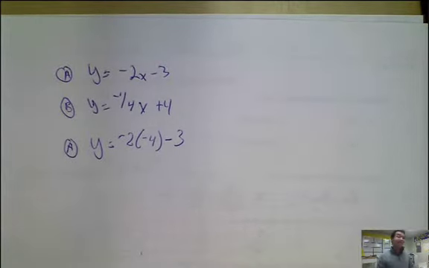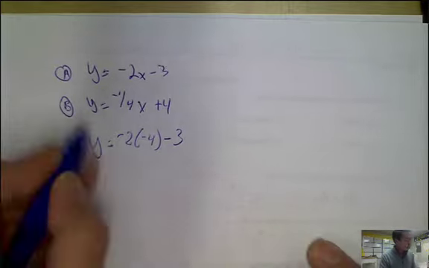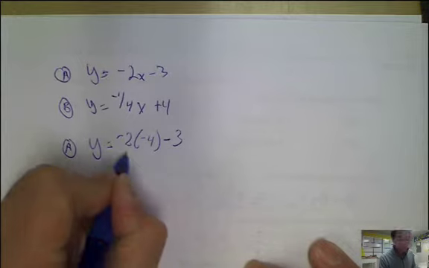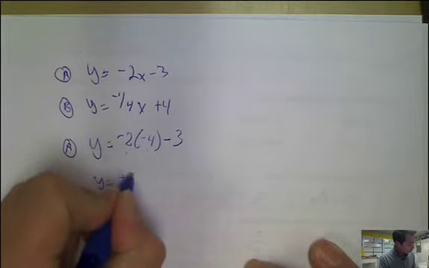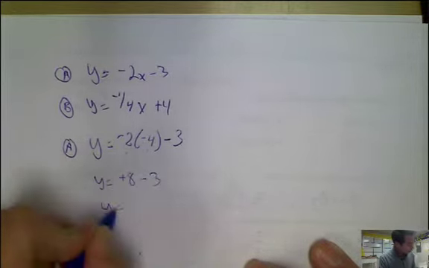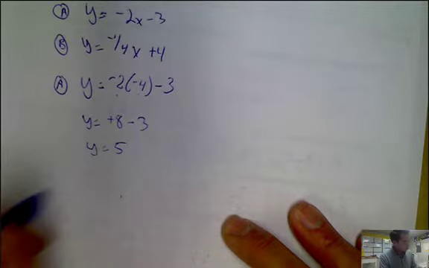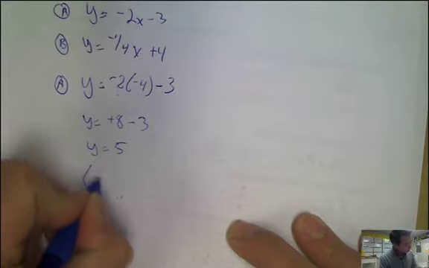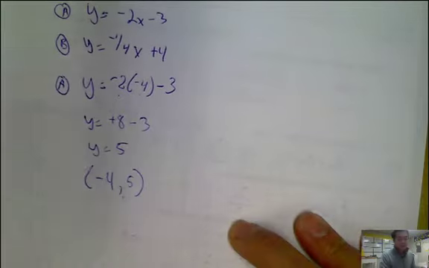Some of you actually got 11 for y because you only did it for one. You didn't check the second one. Be careful. Your signs matter here. Y is equal to negative 2 times negative 4 is positive 8 minus 3. Y is equal to 5. So my solution point is going to be negative 4, 5.